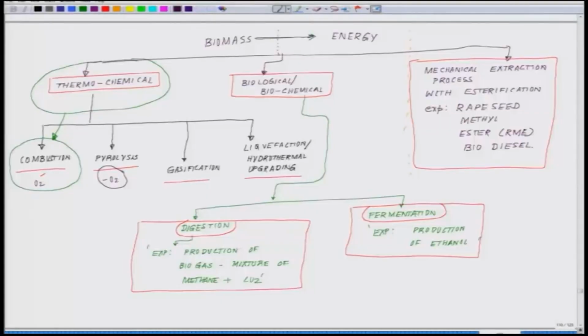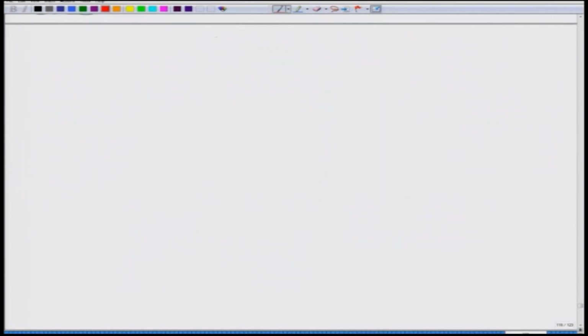Okay. So, today in that series, coming back to the chart where we were, we will be touching upon the process of pyrolysis. As compared to combustion, where we use oxygen, here it will be in the absence of oxygen. Okay. As we do in every class, before we get to the details of the process, let us try to understand the whole process.